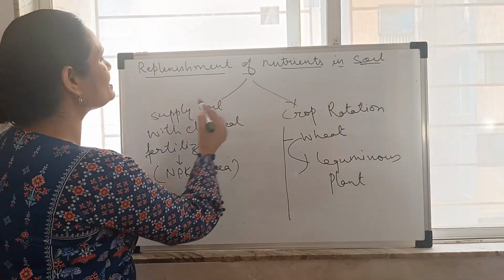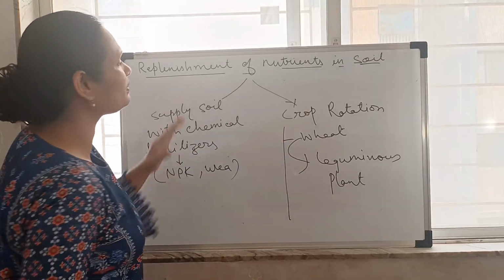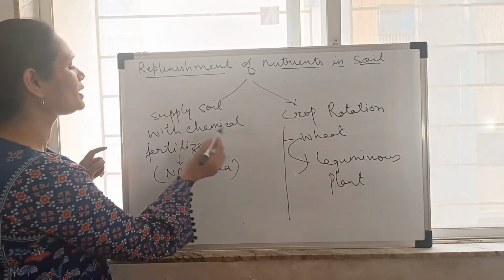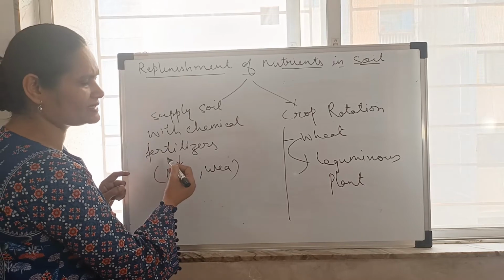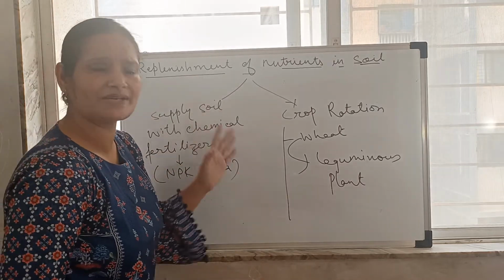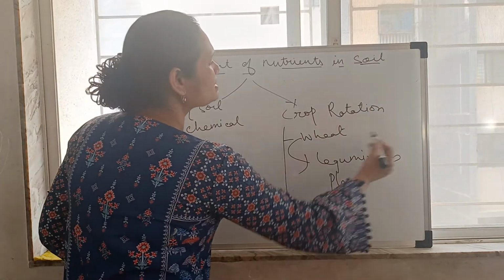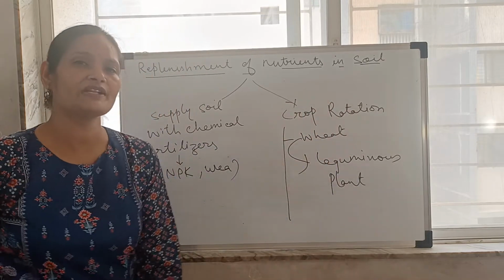So there are two methods of providing replenishment of nutrients in the soil. One is supplying the fertilizers or manure or vermicompost, etc., and the second method is crop rotation. I hope we understood well.